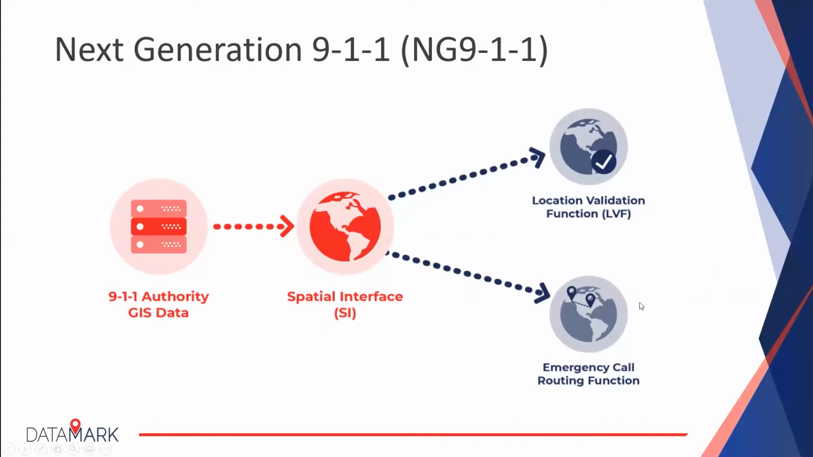Now, the emergency call routing function has a complete duplicate of your GIS. When the spatial interface provisions the data into these two, it's just a replicated data set. They need to be exactly the same because you want to know during an active 911 call, which is what the emergency call routing function supports, that it was previously verified against the exact same database. You wouldn't want your call routing to happen in a different environment than you verified in the first place.